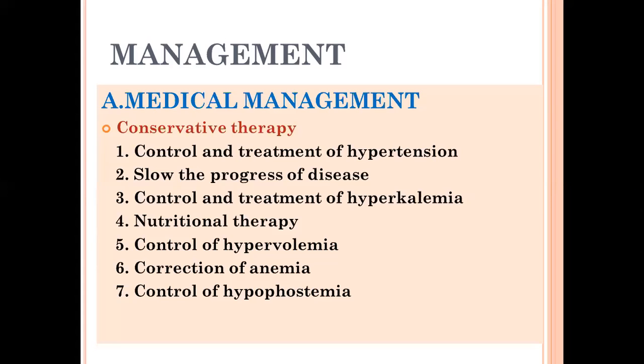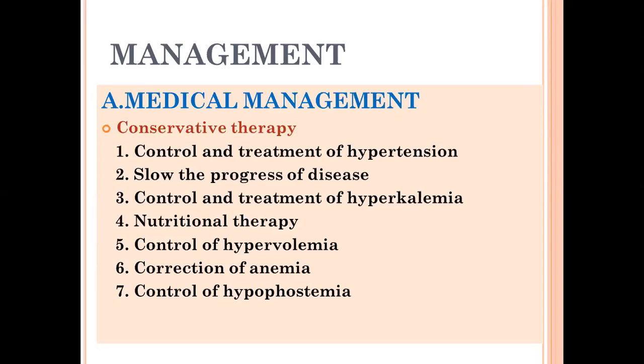So under conservative therapy, the things which we need to maintain here are the control and treatment of hypertension, which is very, very important. For that, we have to change the lifestyle of the patient, their way of eating. If the patient is obese, then we can ask them to reduce weight or do some physical exercises. If the patient is a chain smoker, we can ask them to avoid alcohol and smoking as well. Then we have to advise them to take a low sodium diet and low fat diet as well.